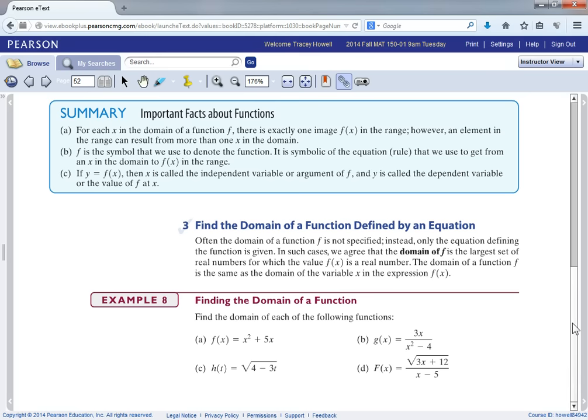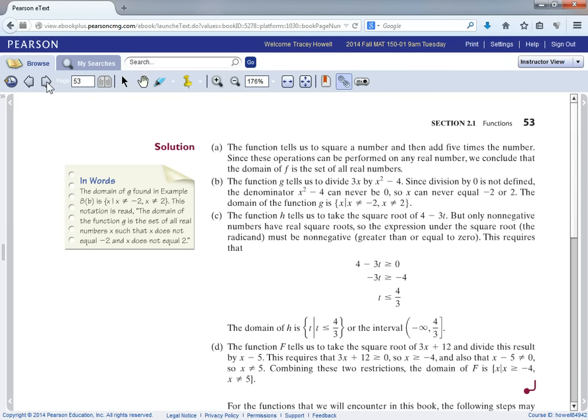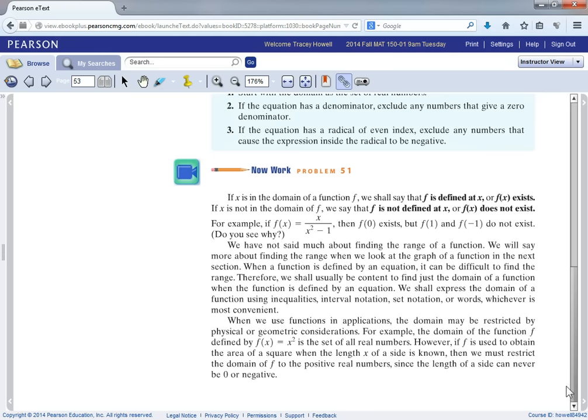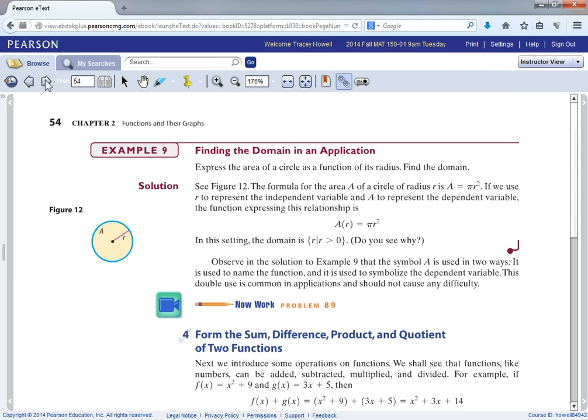All right. We'll do some more domain, and then we will do some sum, difference, product. Okay, we're good. Let's go back to the PowerPoint.